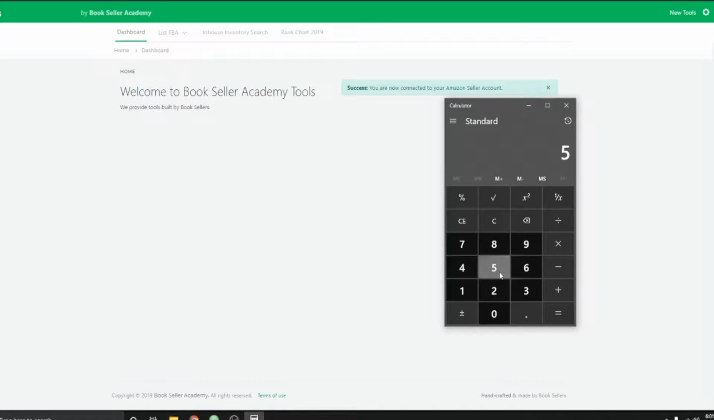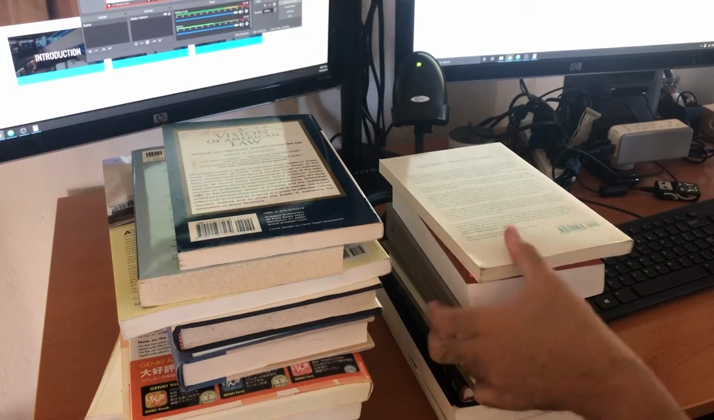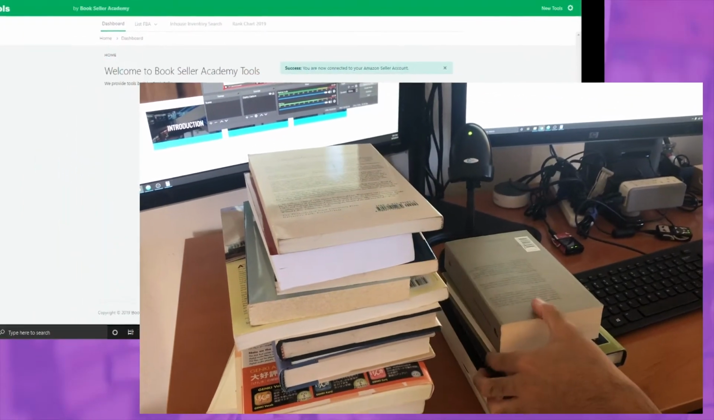And we're just going to go $5 divided by 19. All right, so it's going to come out to about 26 cents per book. So that's what we're going to use as far as our cost of goods in the software. So let's go ahead and get started here. Let me just stack the books here.